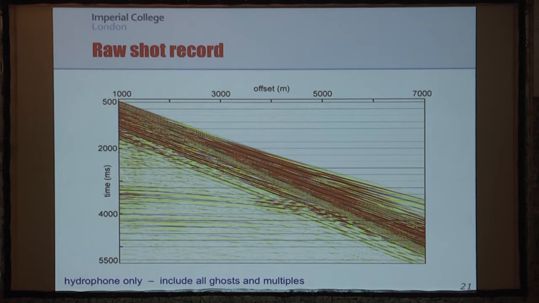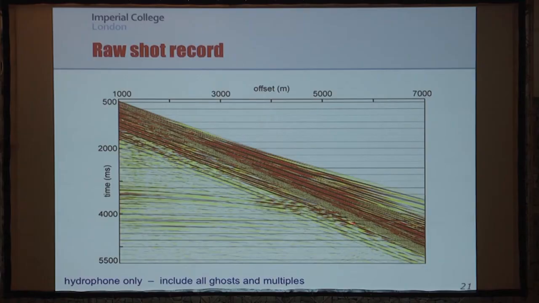The first thing you see is the turning rays, the refracted energy, the energy that's gone down and done this, is very strong. It dominates this data. It dominates many shallow water data sets. So most of the energy is in this region. And it's this energy that we're going to use to invert, to try to get the velocity model.